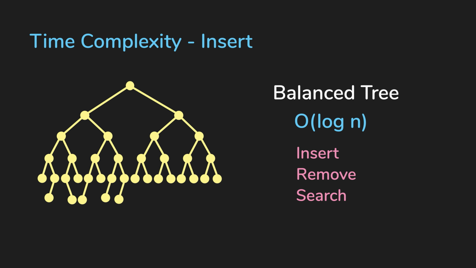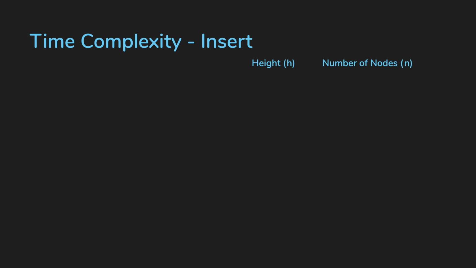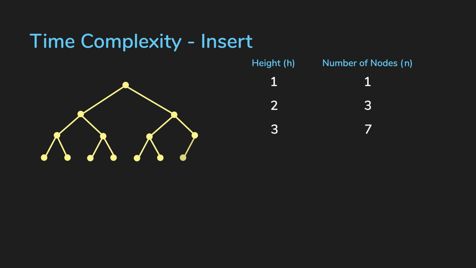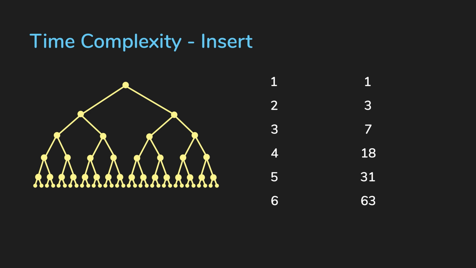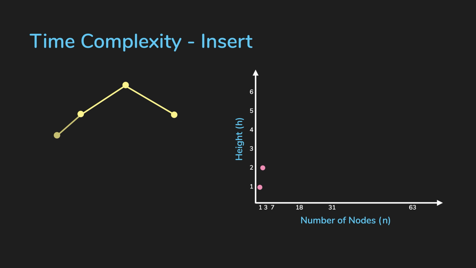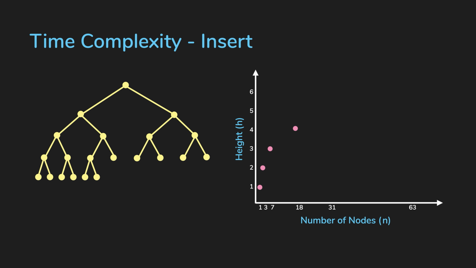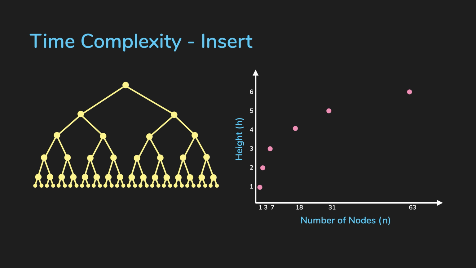Most operations done on a tree will take log of n if the tree is balanced, like removing a node and searching a node. As you can see, if the tree is balanced, look at the relationship between the number of nodes and the height. As we said before, if your tree is balanced, we can search the values in log n time. That is a very good time complexity.